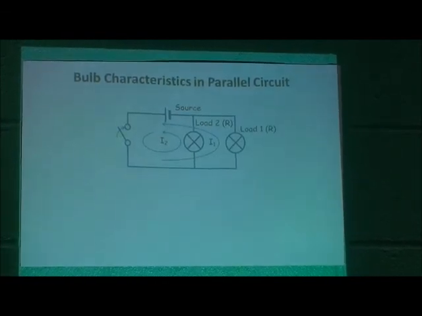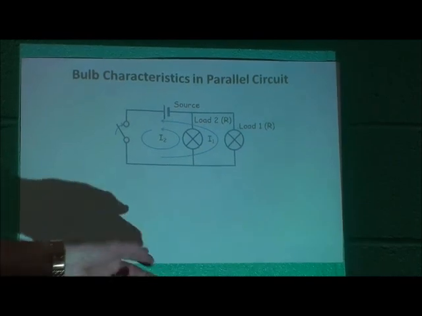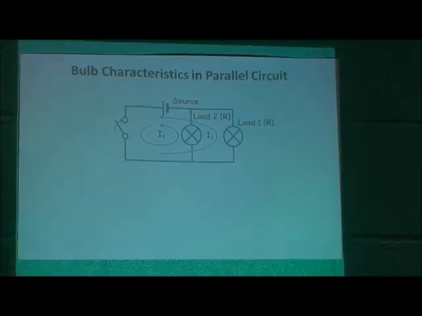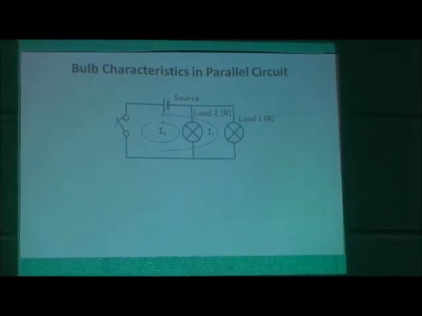So what are some of the characteristics now? To simplify it, instead of having R1 and R2, I'm saying they're the same resistance, they're both R.